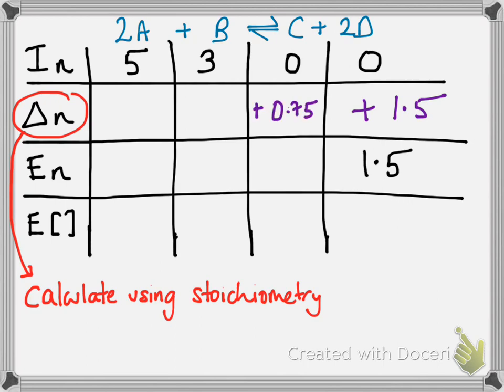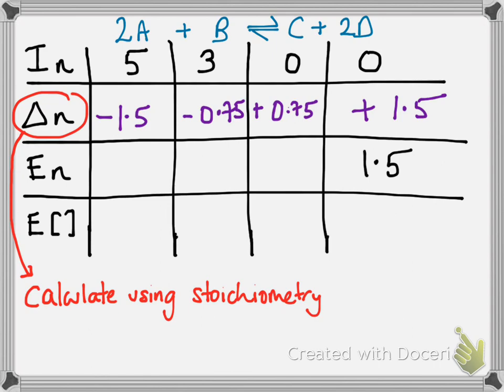Because C has a 1 out the front and D has a 2, that means half the number of moles of C will be produced, i.e. only 0.75 moles of C will be produced, so you write plus 0.75. If products are produced, reactants are being used up. So because you've got 2A and 2D, they're in the same ratio as each other, you write minus 1.5 for A, and therefore minus 0.75 for B, because there's only 1 out the front.